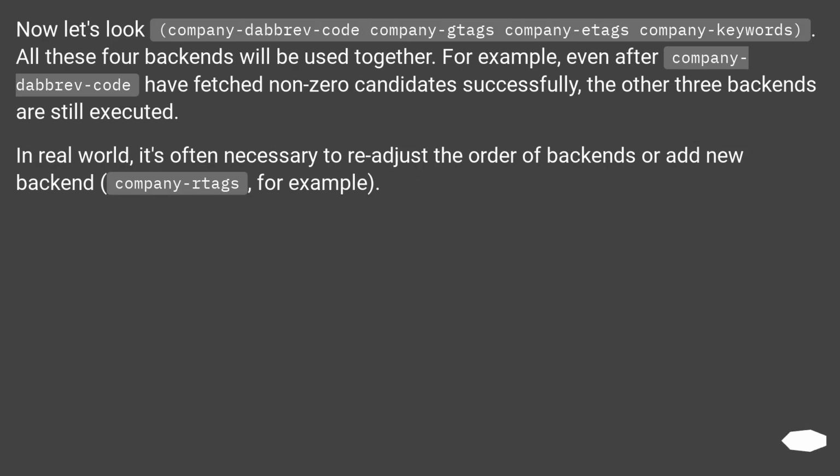Now let's look at company-dabbrev-code, company-tags, company-etags, company-keywords. All these four backends will be used together. For example, even after company-dabbrev-code has fetched non-zero candidates successfully, the other three backends are still executed. In the real world, it's often necessary to readjust the order of backends or add a new backend, company-tags, for example.